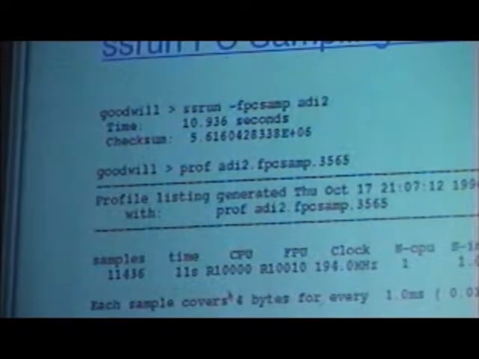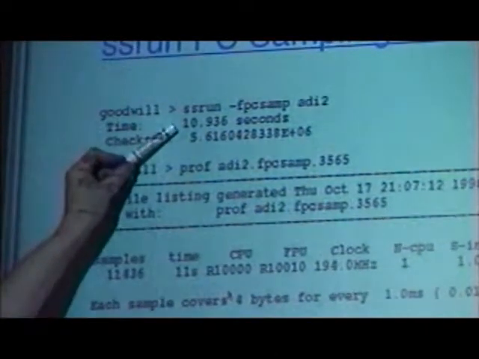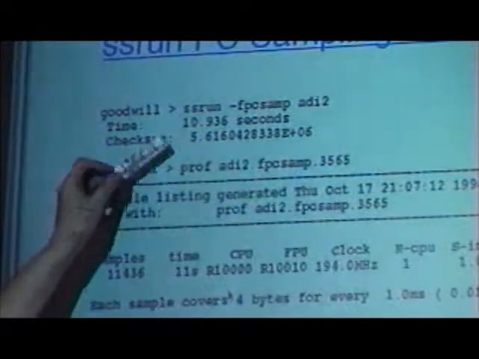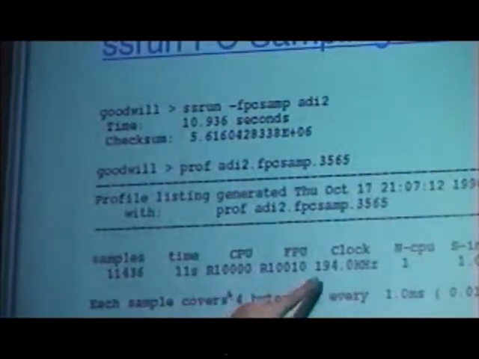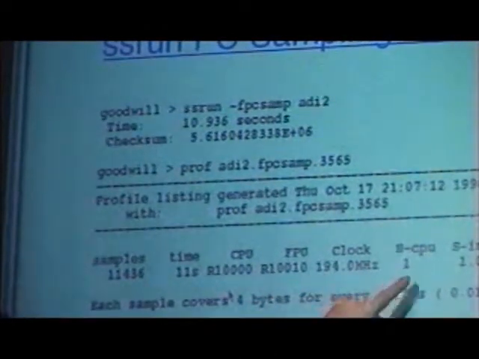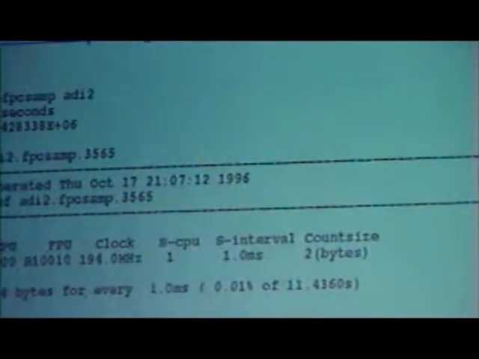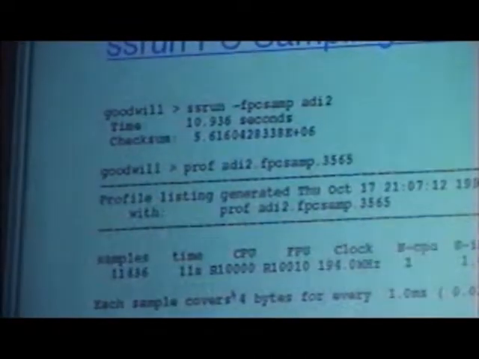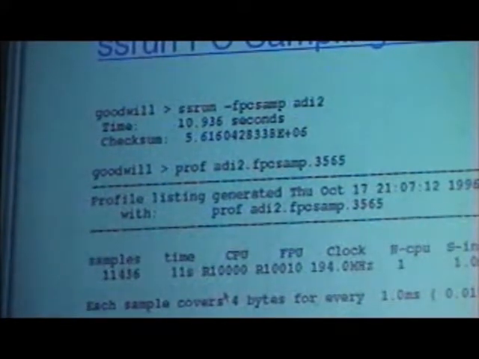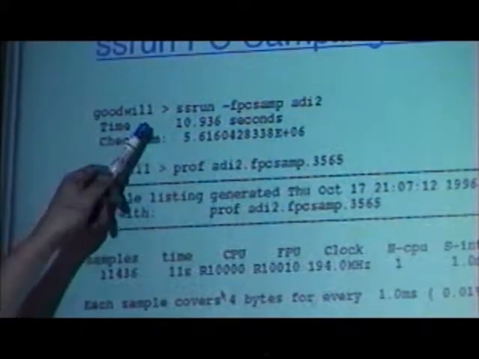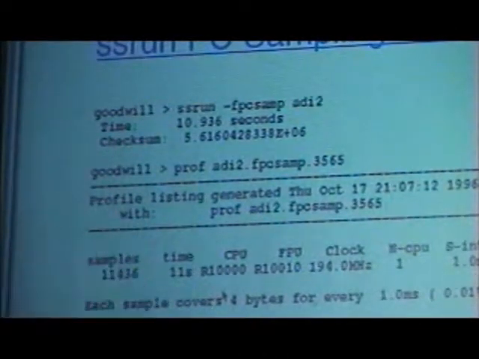So in this profile report, I see that I looked at the program. It ran for, it looks like, 11 seconds. And again down here, I see that the time was 11 seconds. It was R10K at 194 megahertz, one CPU, and every millisecond that I looked, I got 11,436 samples, which comes out to 11.43 seconds. And what we have here, 10.93, so there's a slight difference between the two.